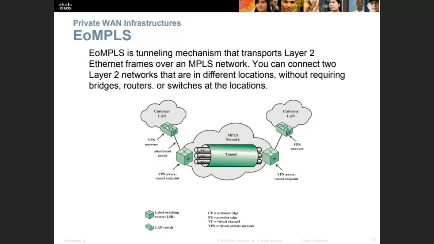This is an EoMPLS. EoMPLS is Ethernet over MPLS. It transports layer 2 frames over an MPLS network. So you can connect two layer 2 networks that are in different locations without requiring bridges, routers, or switching at the location. Very good. So I have one LAN in one city, and you have another LAN very far away, 100 kilometers. You still can connect them.